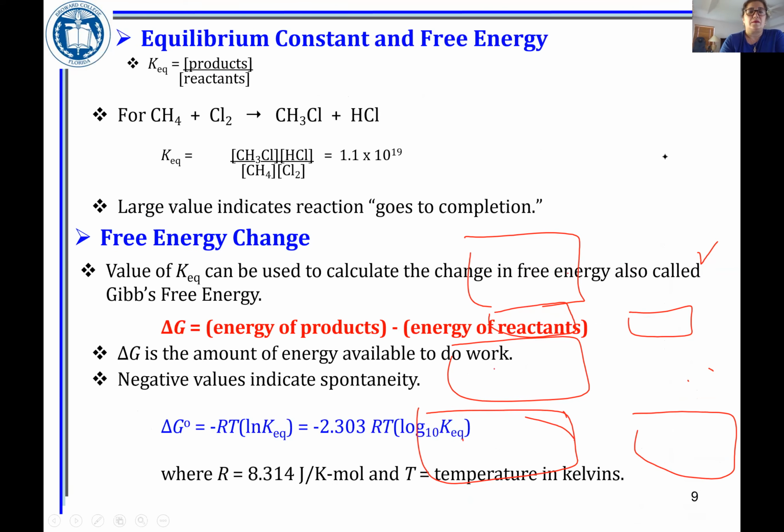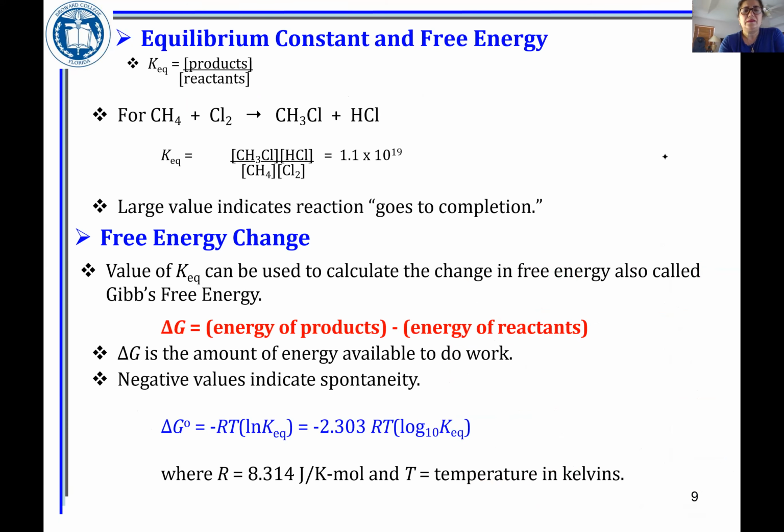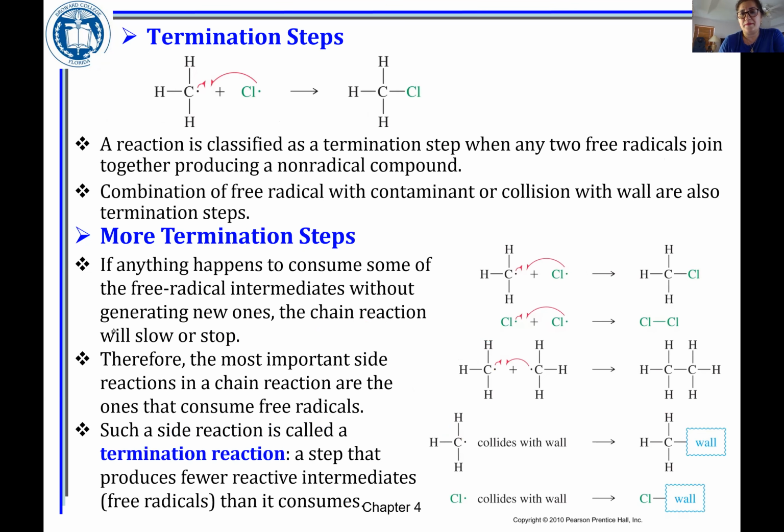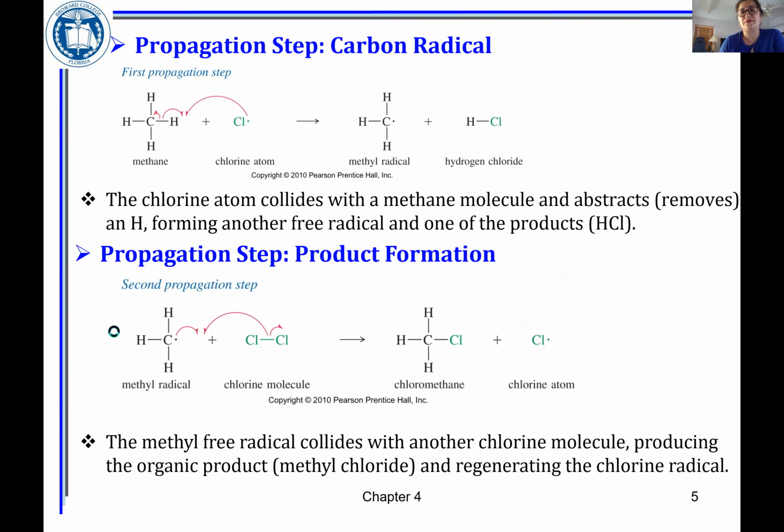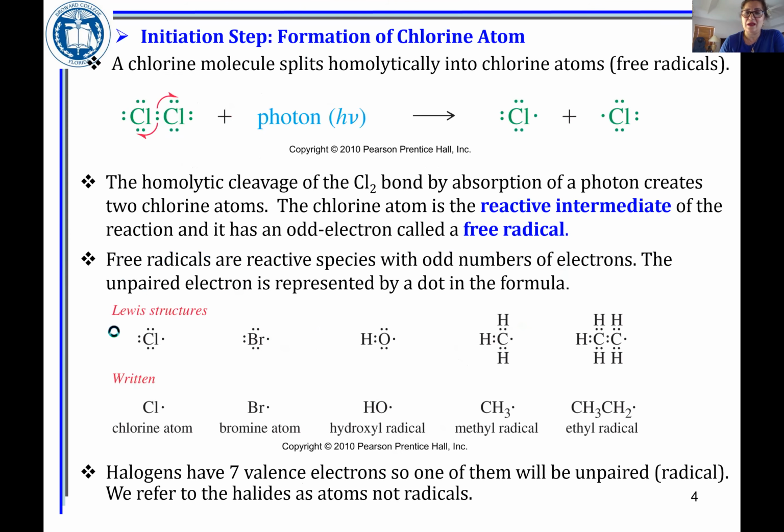So when you want to study the mechanism for a reaction, let me just go through it one more time. You want to know that for chlorination, the type of reaction is a free radical chain reaction. And there are three major steps. You have the initiation step, you have the propagation step, and you have the termination step.